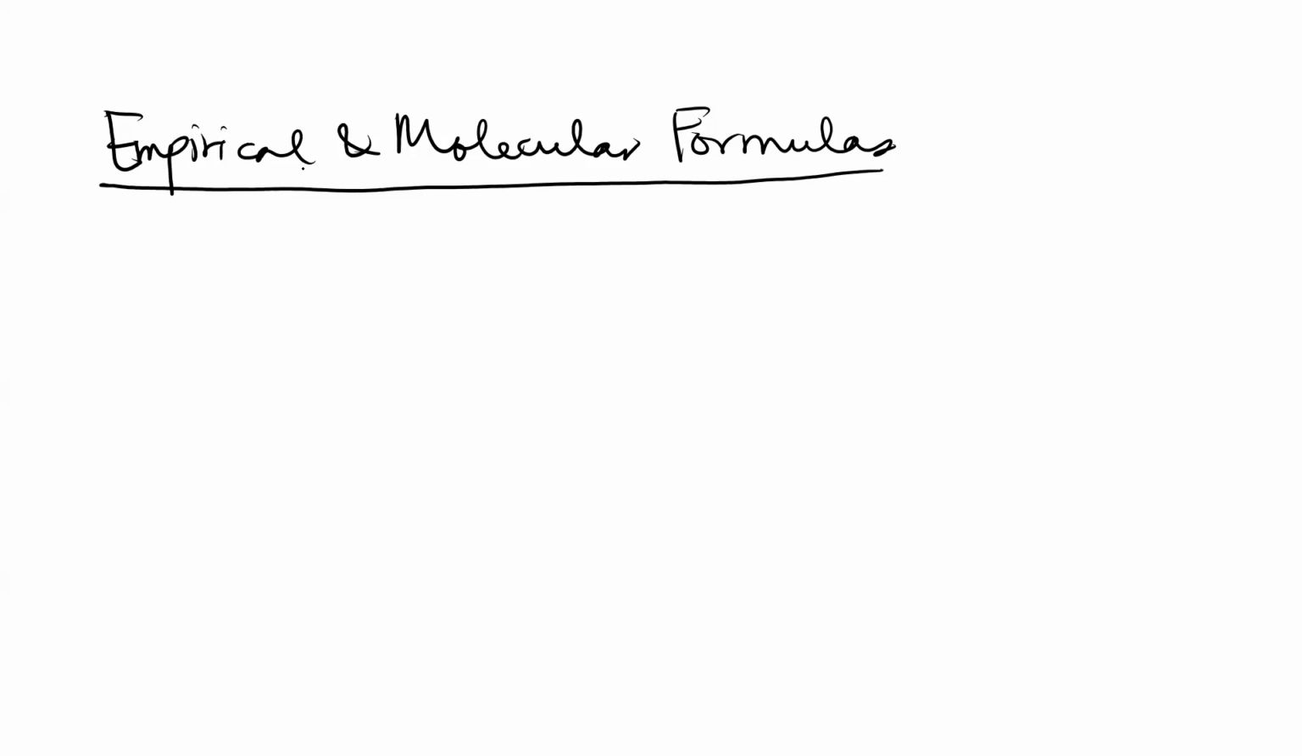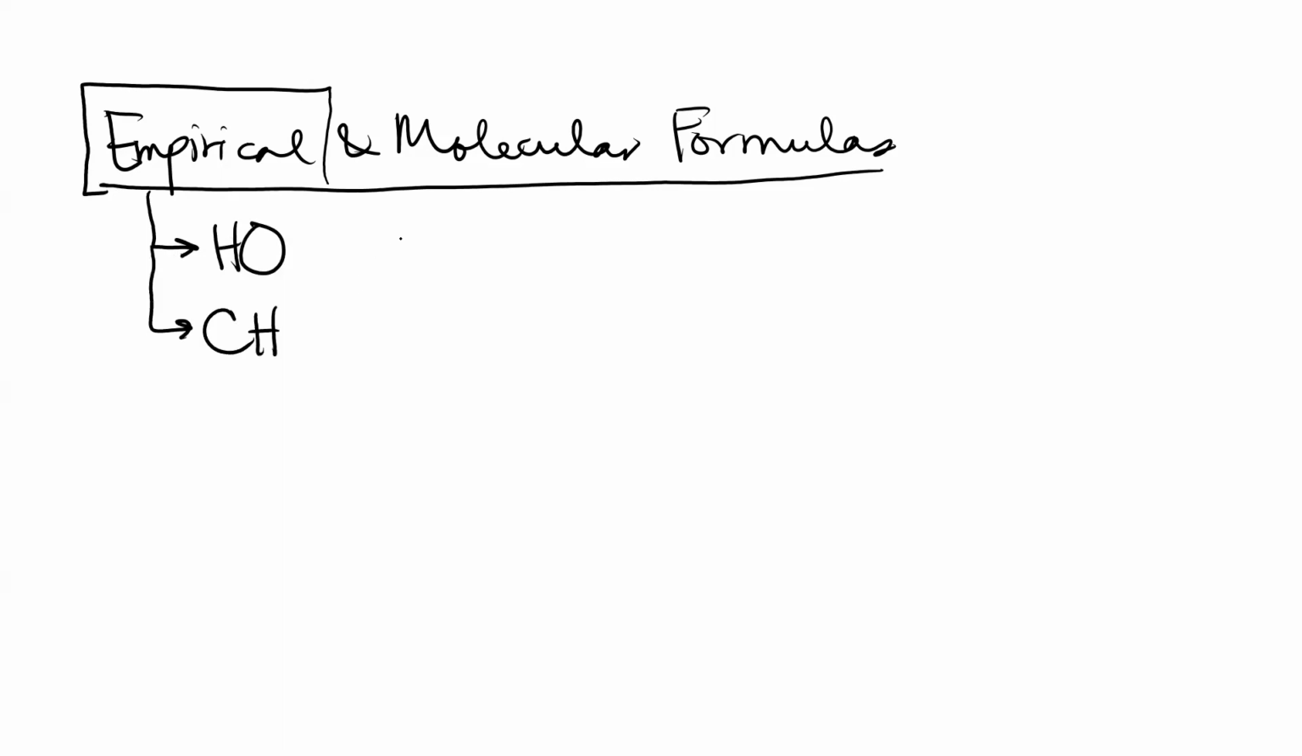So first we define what an empirical formula is. So basically, an empirical formula is the simplest formula for a compound that agrees with the elemental analysis, and it shows the lowest whole number of moles that gives the relative number of atoms of each element present in a compound or molecule. So one example of an empirical formula would be HO. Another example would be CH, right?